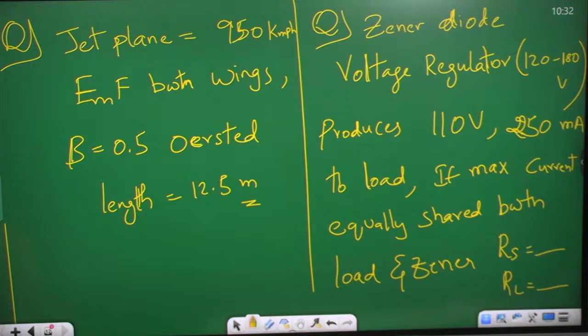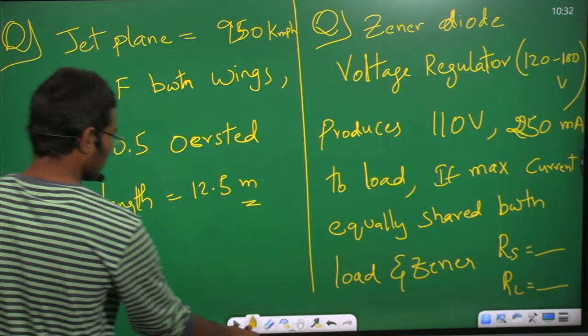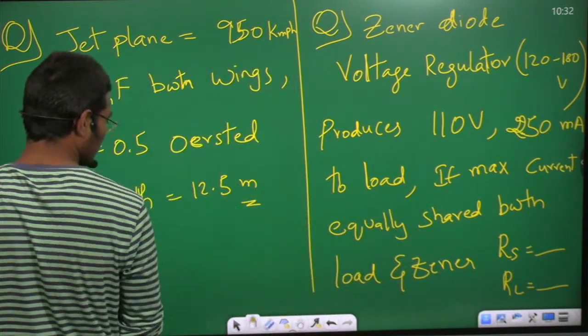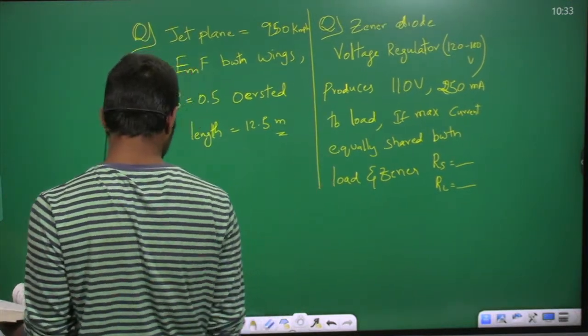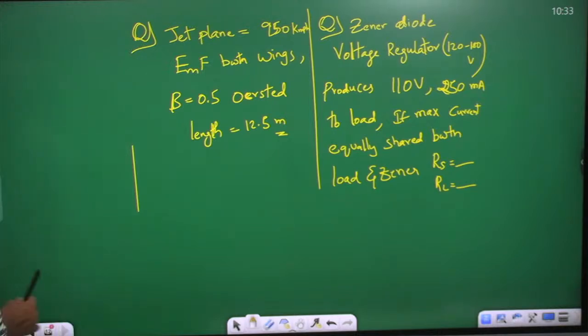So how do you solve first one? 0. Okay, correct. How about this second one? See, the question looks complicated, but the answer is very simple. Come on, first answer. Okay.